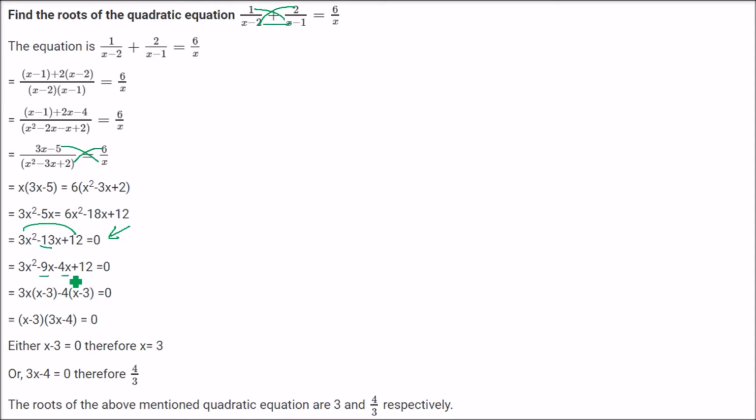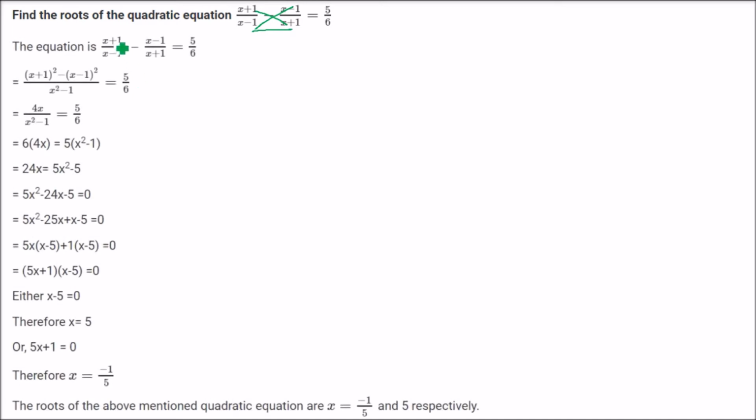You can write 13x as minus 9x minus 4x. Take 3x common, x minus 3. Take minus 4 common, x minus 3. So you have 3x minus 4 and x minus 3. So from here you get x equal to 3. From here you get x equal to 4 by 3. So x equal to 3 and x equal to 4 by 3. These are your roots.